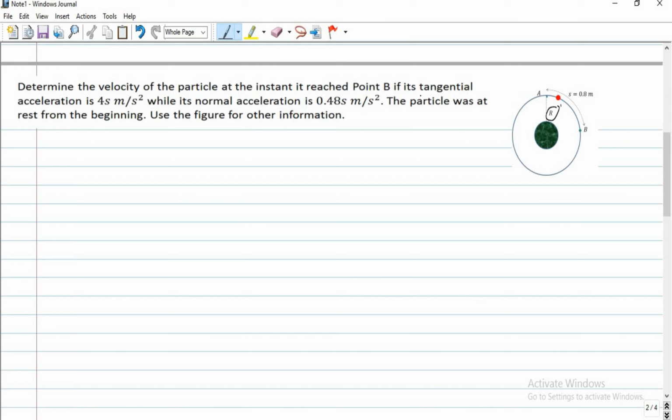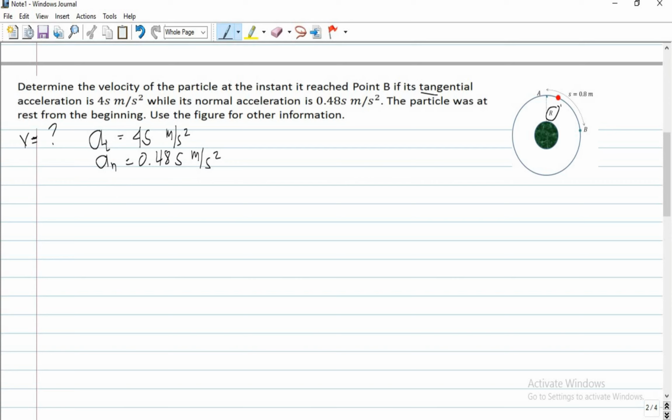Ang hinahanap sa problem na to is the velocity. Anong gagamitin natin to solve for the velocity? Ang given dito is the tangential acceleration. So, these are the given. Sulat ko na lang. The tangential acceleration 4s meter per second squared and an, that is 0.48s meter per second squared. Okay. Dalawang acceleration ang given. Pero alin dyan ang gagamitin ko?